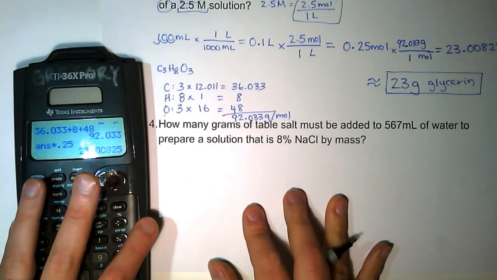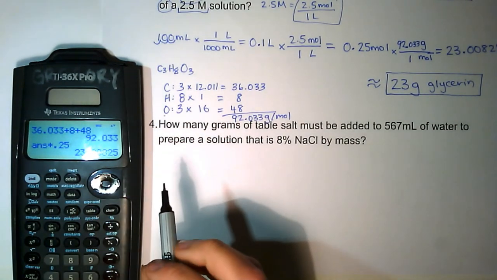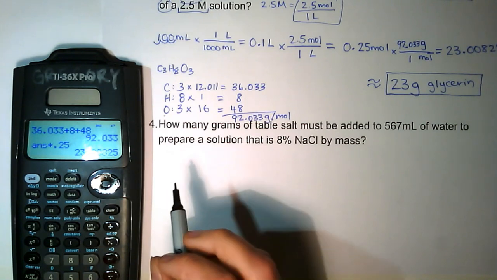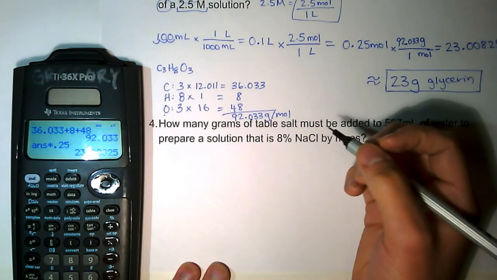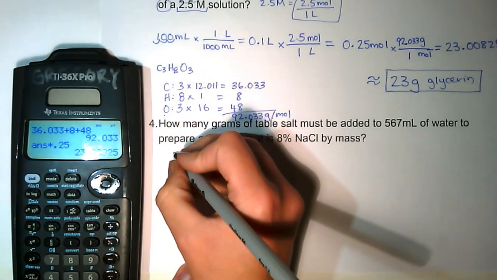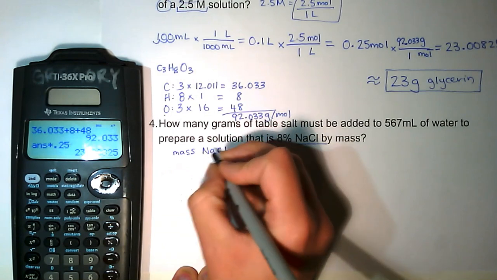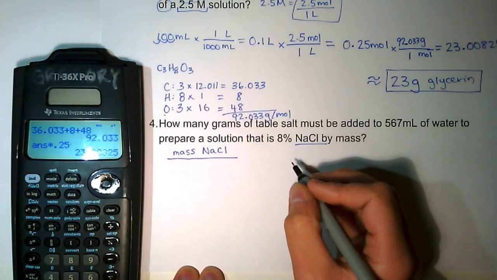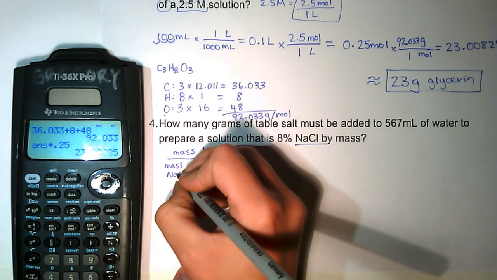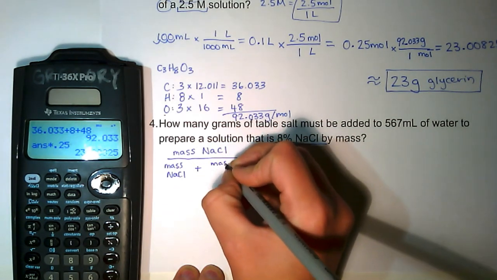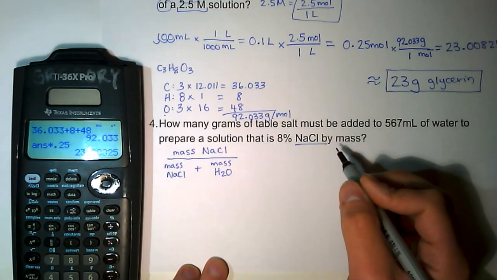Our next question, let me move the page up for you a little bit, says how many grams of table salt must be added to 567 milliliters of water to prepare a solution that is 8% NaCl by mass. So this problem is kind of interesting because we know that to figure out percent by mass, we need the mass of whatever we're talking about. So in this case, NaCl, we need mass of NaCl over the total mass. And our total mass is made up of both the mass of the NaCl and also the mass of the water, mass of H2O.